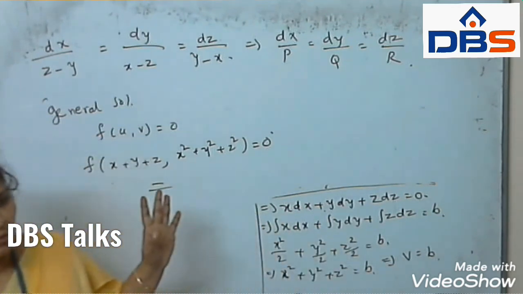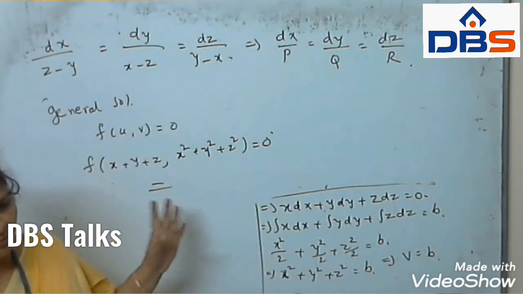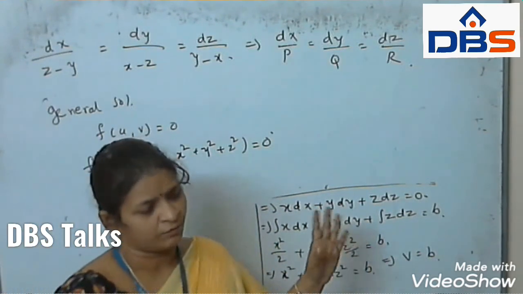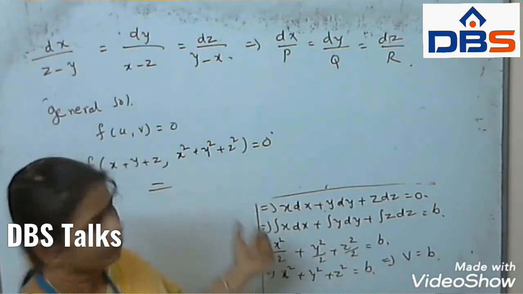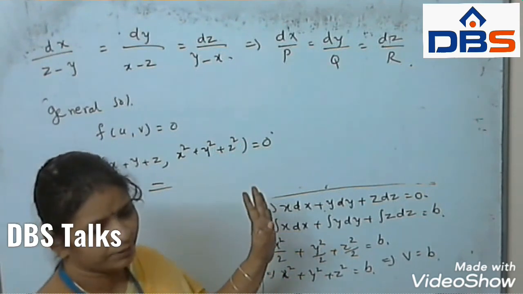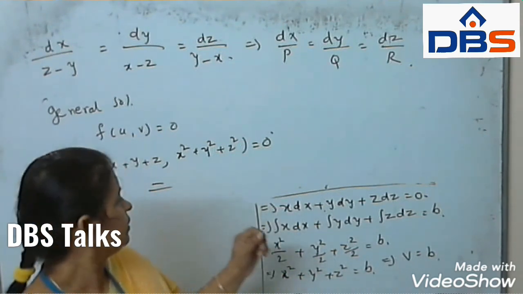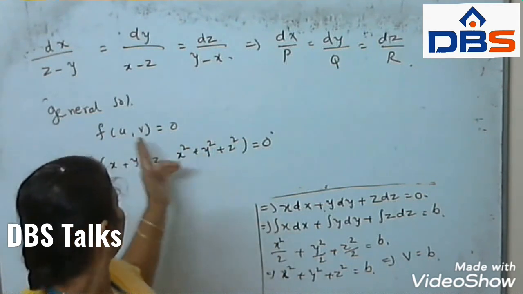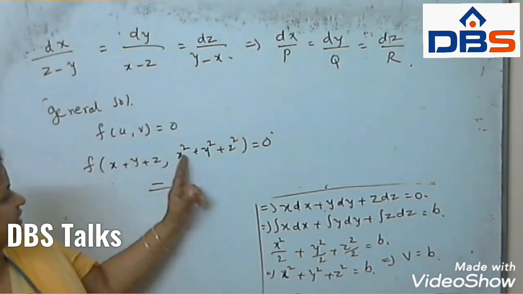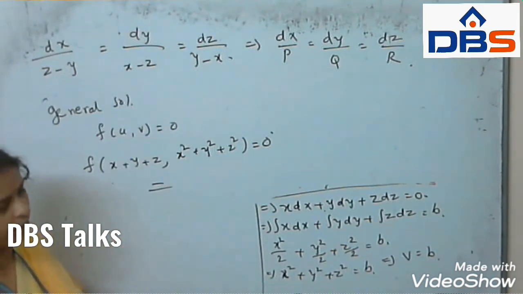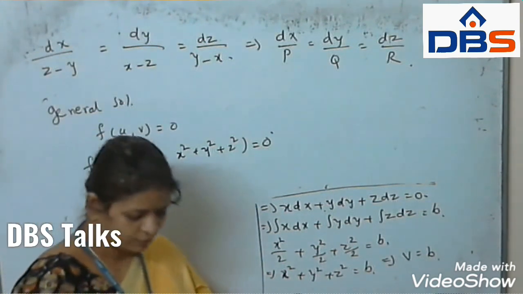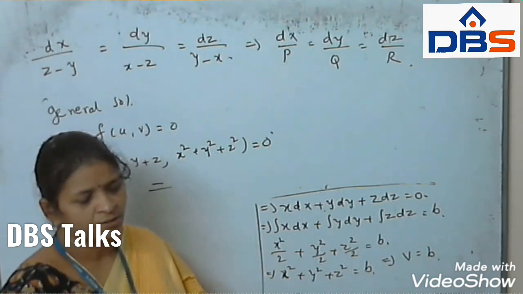In the first case, we have taken the multipliers as 1, 1, 1. Then we got P1p plus Q1q plus R1r equal to 0. In the second case, we chose them as x, y, z. Then also we got P1p plus Q1q plus R1r equal to 0. So by solving them, we got two functions u and v. u is x plus y plus z. v is x square plus y square plus z square. So the general solution is f of u, v equal to 0. So this is the method of solving Cauchy's linear equation.